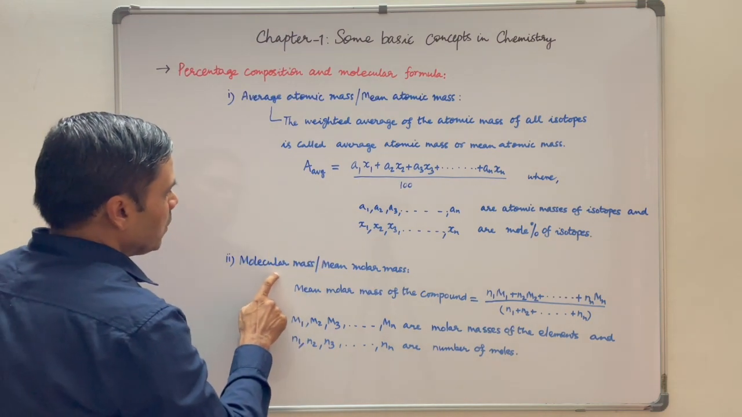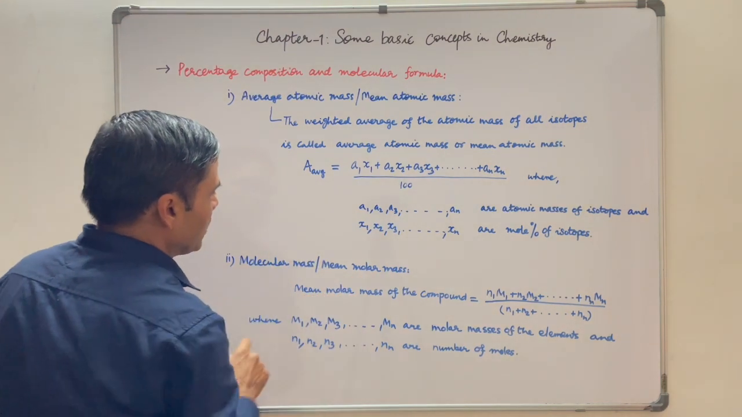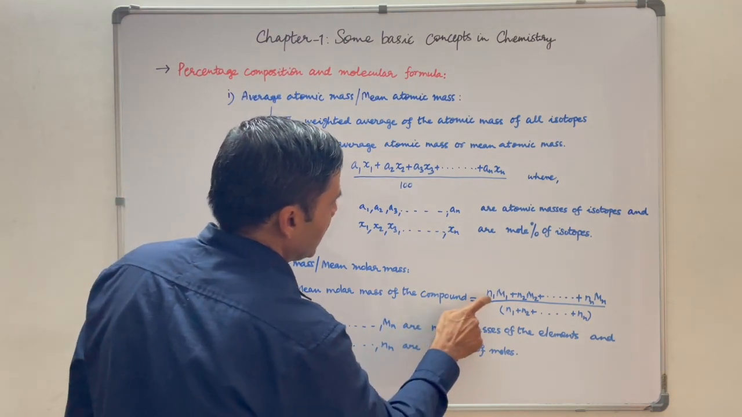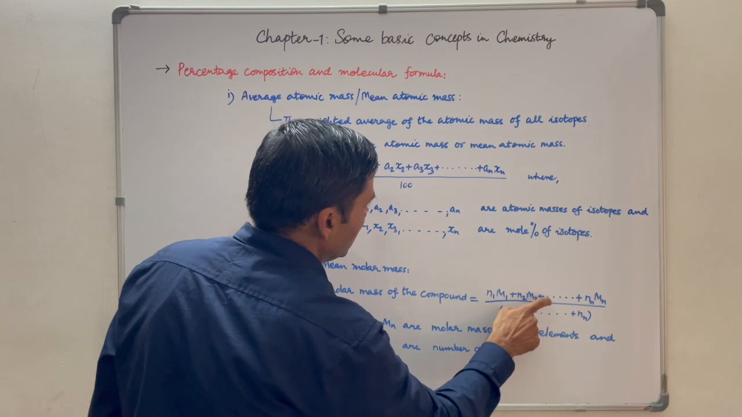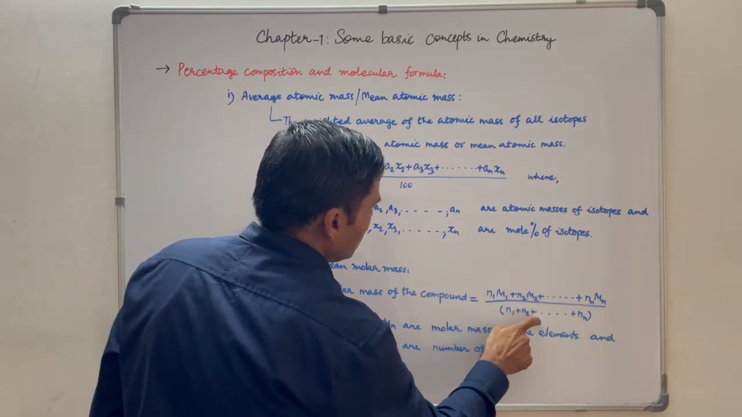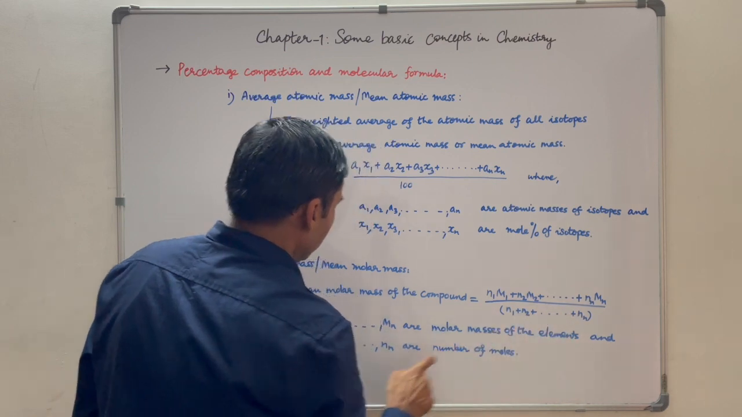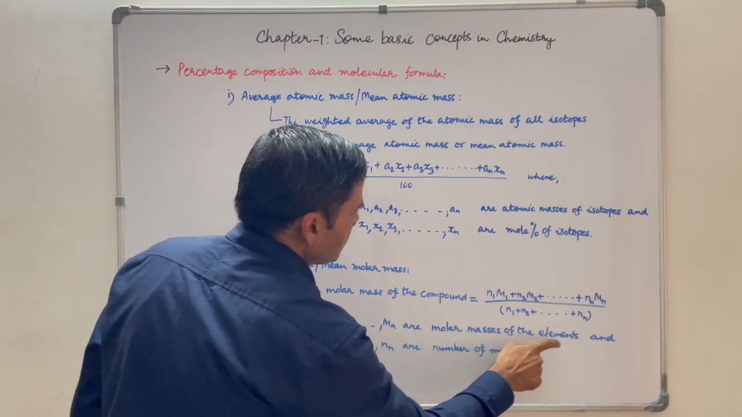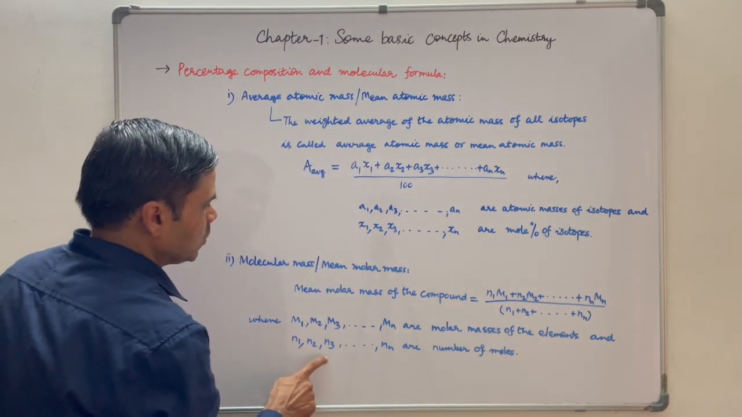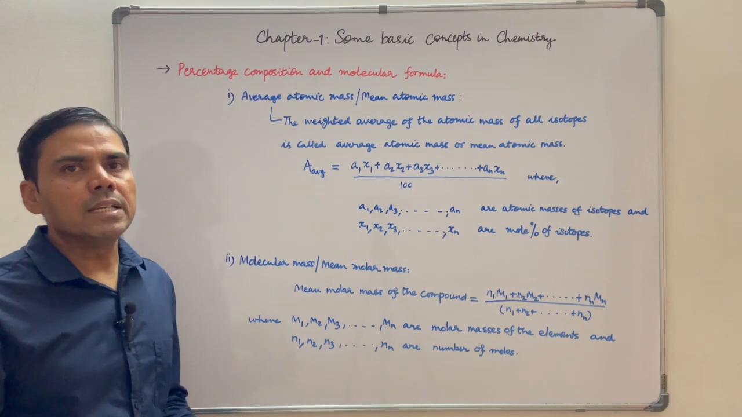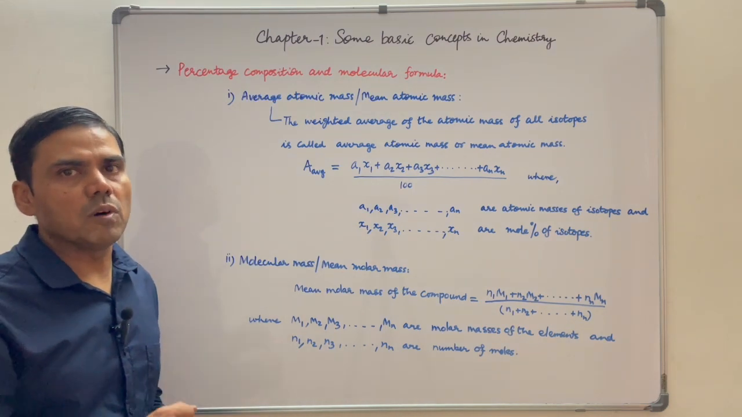Second one is molecular mass or mean molar mass. Mean molar mass of the compound is given by the formula N1M1 plus N2M2 plus and so on up to NnMn upon N1 plus N2 plus N3 up to Nn, where M1, M2, M3 up to Mn are molar masses of the elements and N1, N2, N3 up to Nn are number of moles. Next we will see some numericals based on these formulas.